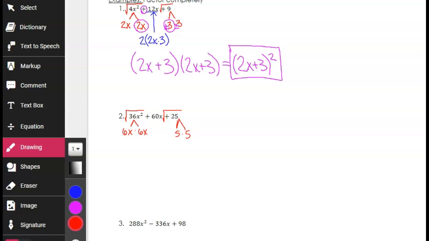So in order to write my final answer, I'm going to take one of my pieces here, one of my pieces here. I'm going to use this sign, so 6x plus 5. And there's 2 of them. They're the same 2 factors, so I write the sum of 6x and 5, and I square it.